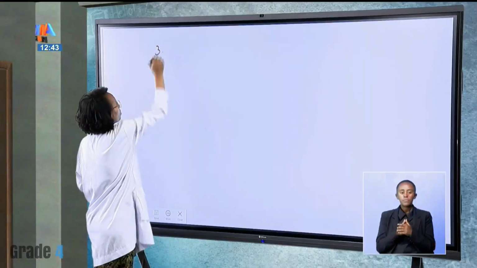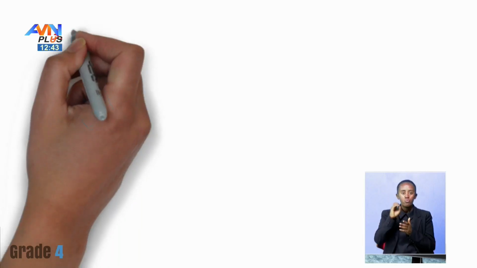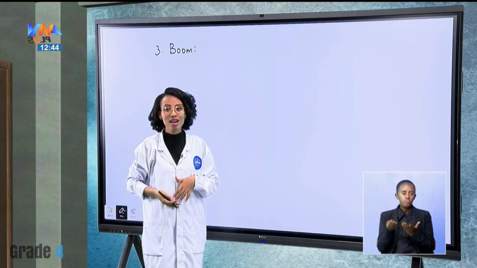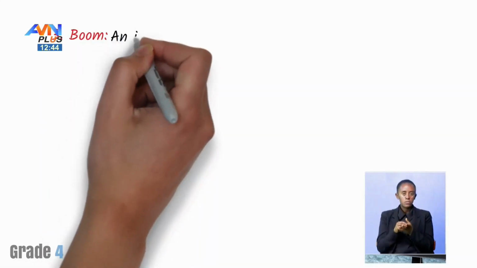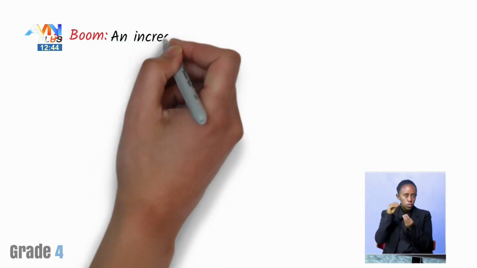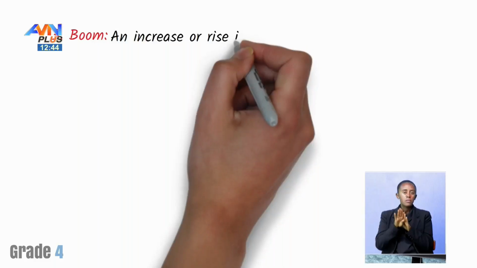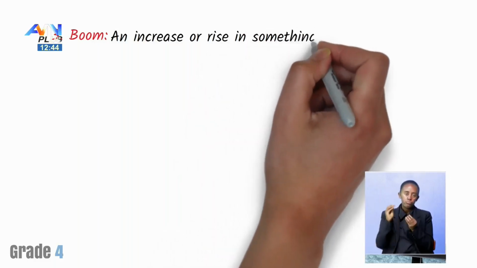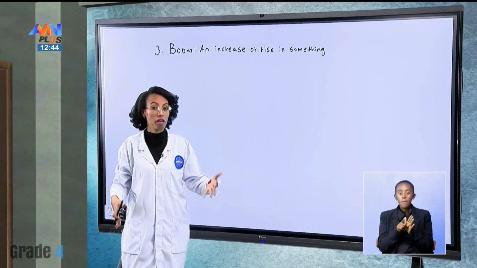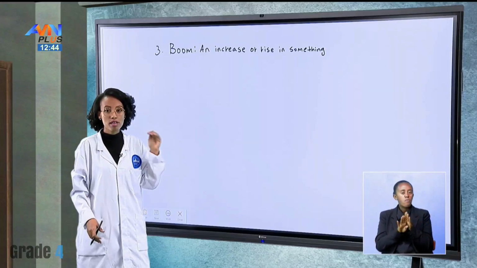What about the third word that we are going to talk about today? It is boom. Boom talks about what? A rise or an increase in something. It could be, for example, a boom of the economy. It could be anything, but it means a rise of something.